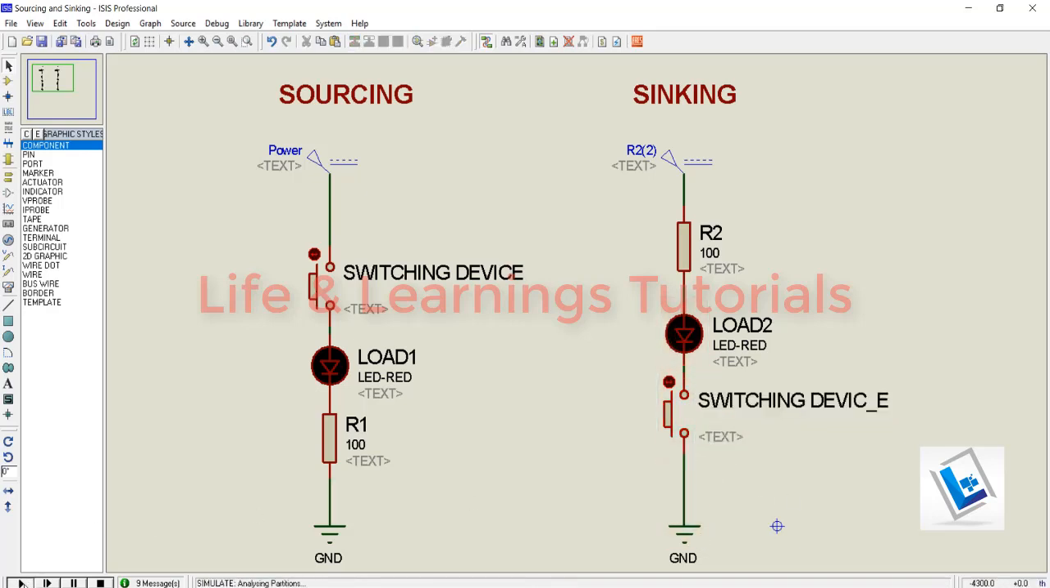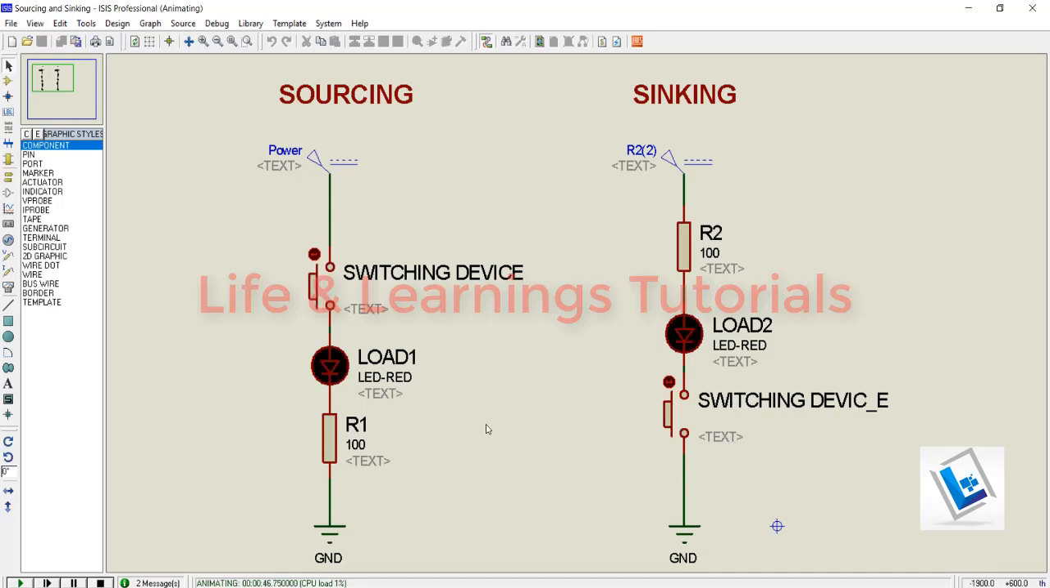I can simulate the circuit. Now both the LEDs or loads are off. If I activate this switching device, this load will get activated, and if I activate this switching device, this load will be activated. Now we have both the LEDs on, but the only difference is in the arrangement of this switching device, how we are sourcing the load and how we are sinking the load.